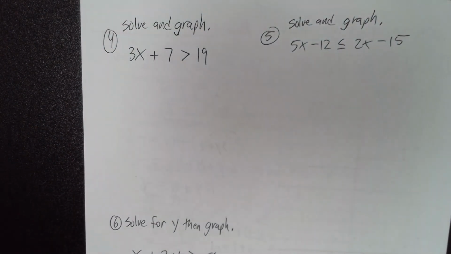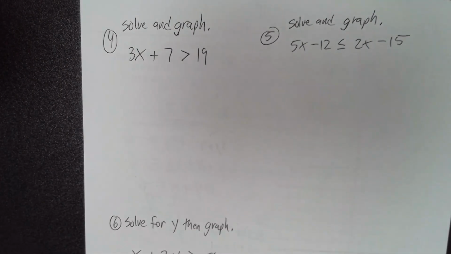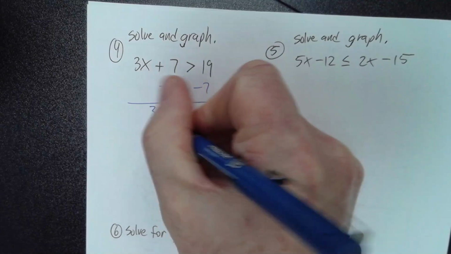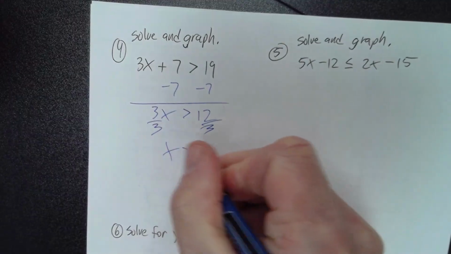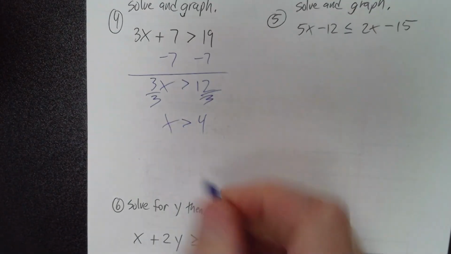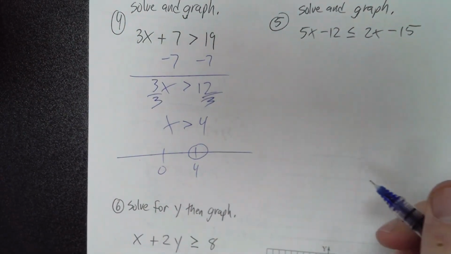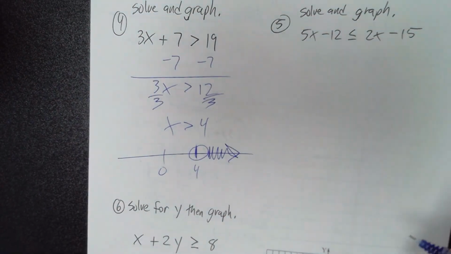Number 4, we're going to solve and graph. Move the number. 3x is greater than 12. Divide by 3. X is greater than 4. So greater than means that it's not touching. It's just strictly greater. So I open circle around the 4, and then I go greater.